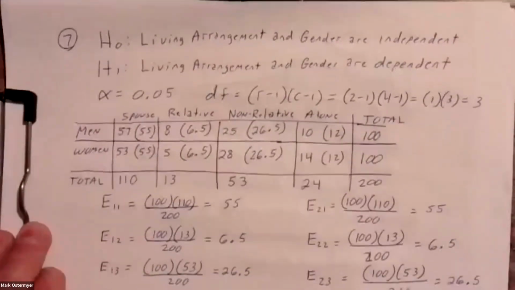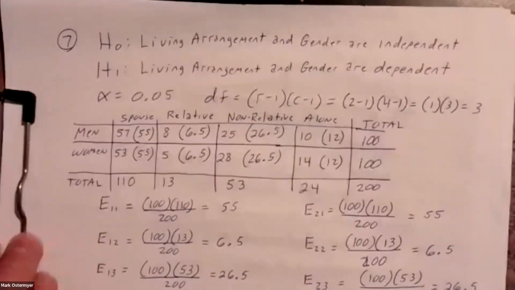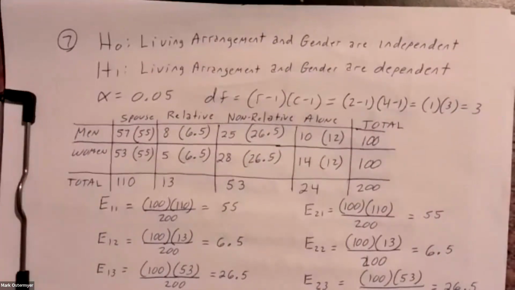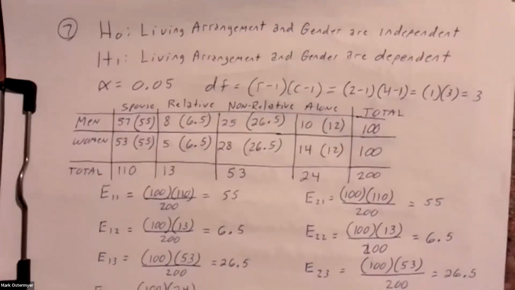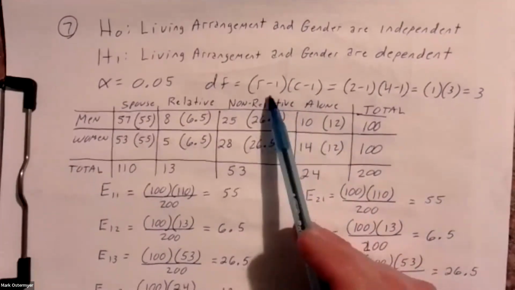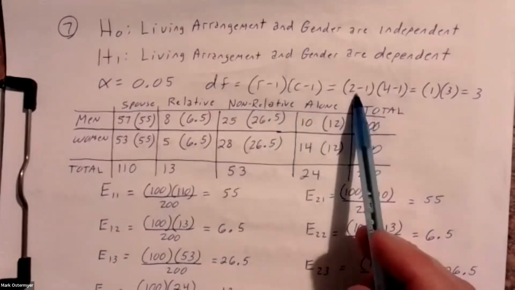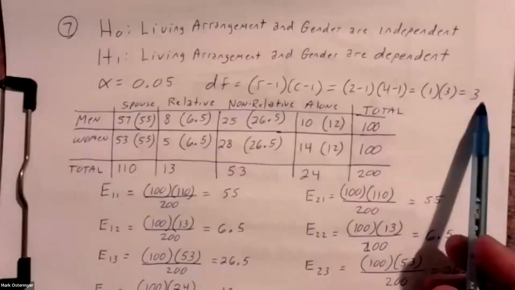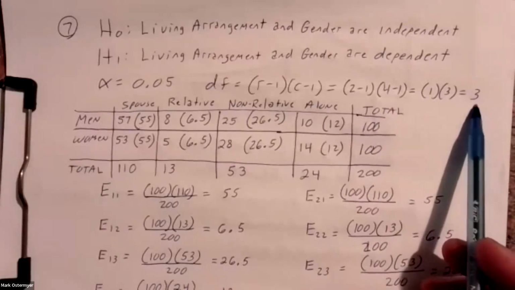Okay, let's take a look at number seven here. The null hypothesis would be saying that the living arrangement and gender are independent variables. The alternative hypothesis would state that the living arrangement and gender are dependent variables. Testing at 5%, we're going to take R minus 1 times C minus 1, or 2 rows minus 1 times 4 columns minus 1, or 3 degrees of freedom, to our chi-square table to find the critical chi-square value.